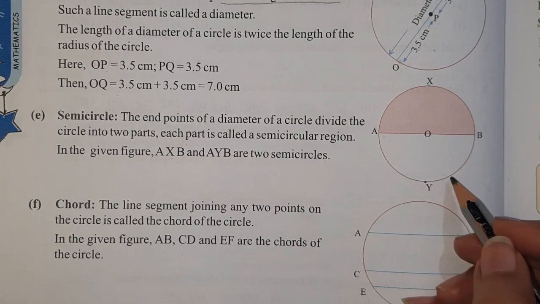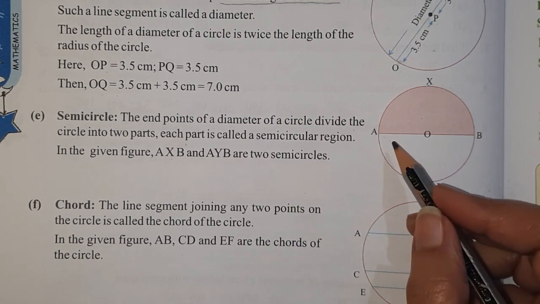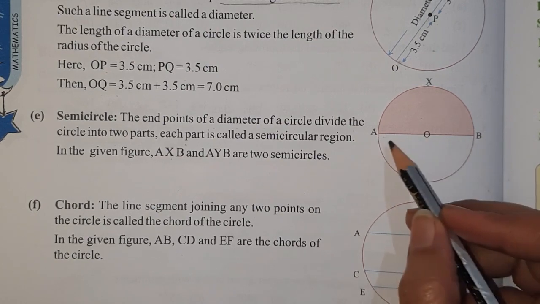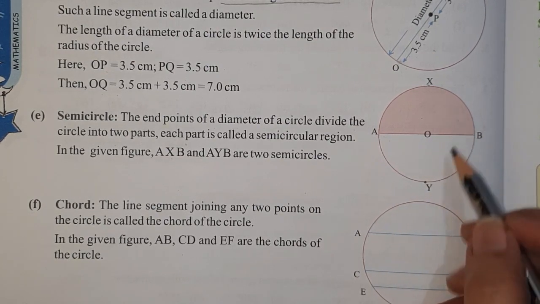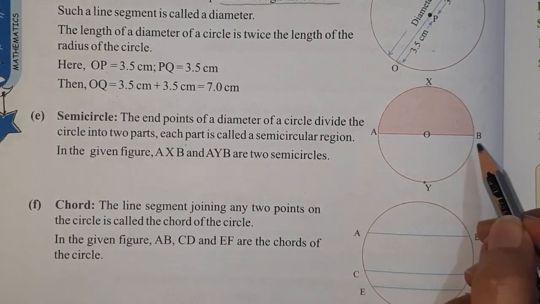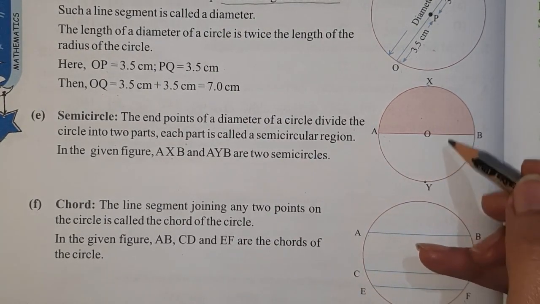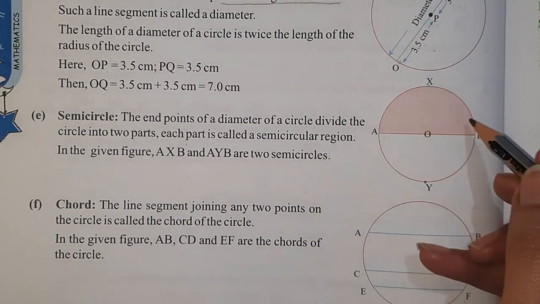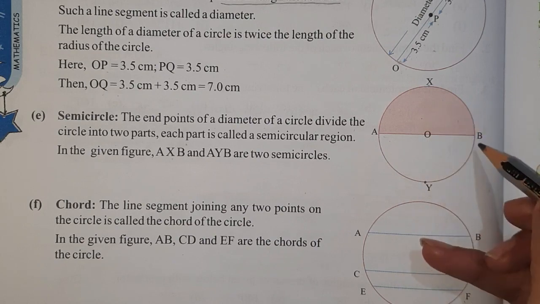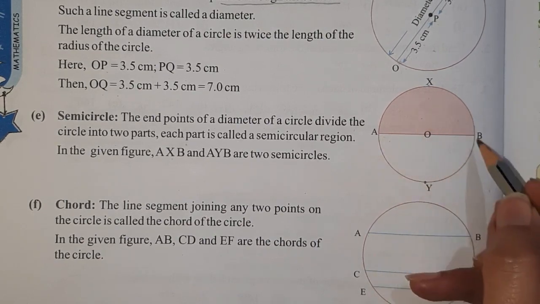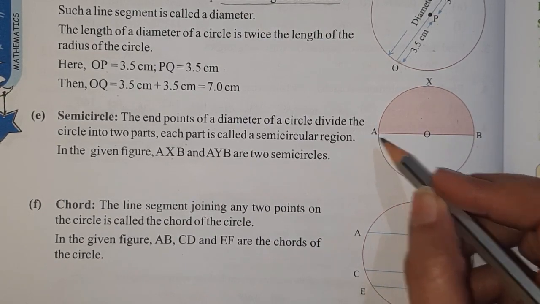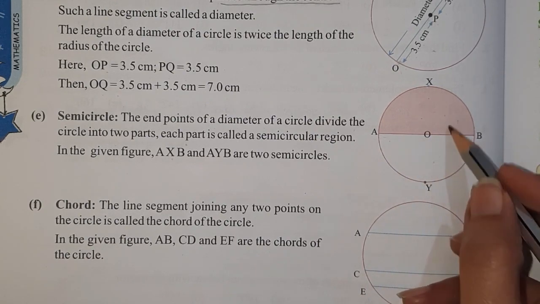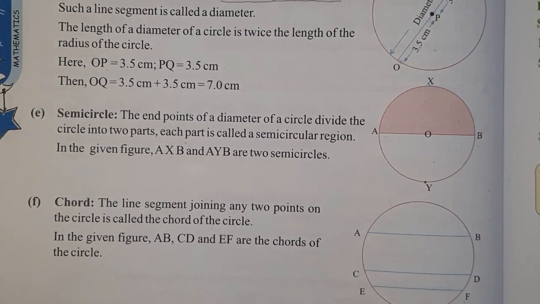Semicircle. Semicircle is which the end points of a diameter of the circle divide the circle into two equal parts. ये diameter है आपका AB, that has divided the circle in two equal parts, and each part is semicircular region. So AXB and AYB, these are two semicircles. Semicircle means half of the circle.